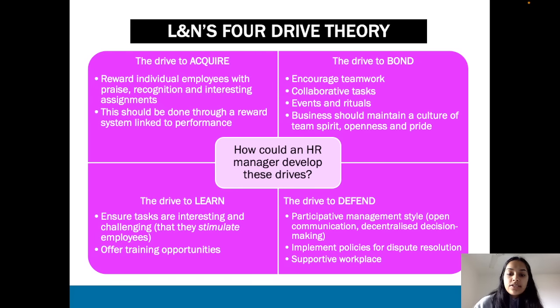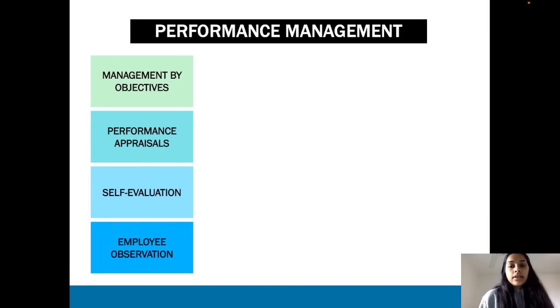And then the drive to defend. So ensuring that there's a supportive workplace, implementing policies for dispute resolution, but even using a participative management style, so using open communication, decentralized decision-making, all of those different things for that. Okay, and then we have performance management.